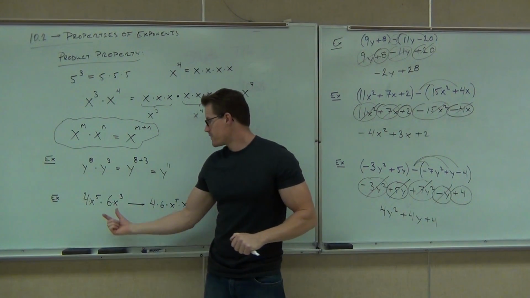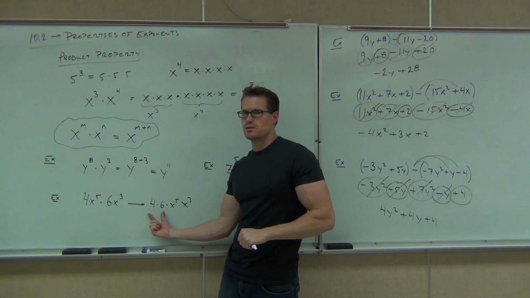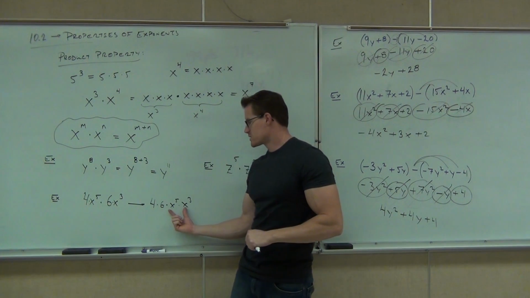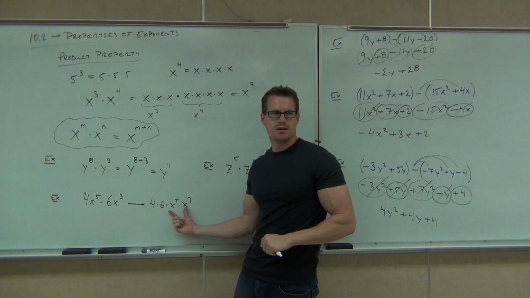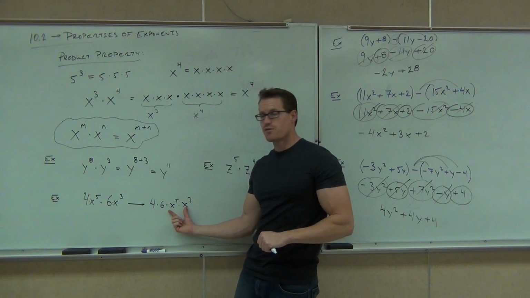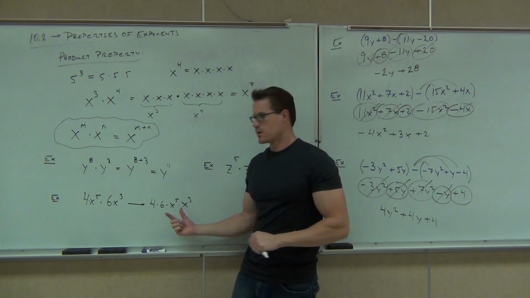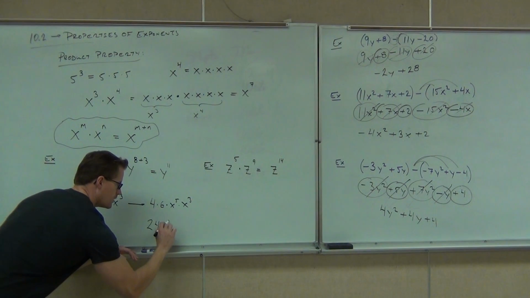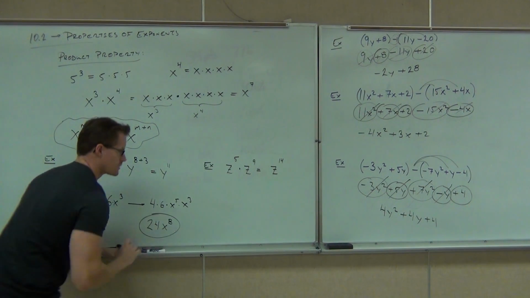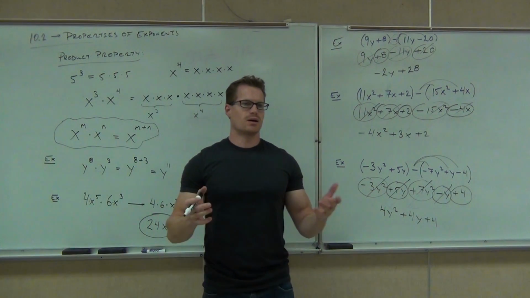Now, can you multiply 4 times 6? How much are you going to get? Can you multiply x to the 5th times x to the 3rd? What are you going to get? Not x to the 15th? No, x to the 8th. So this answer is 24x to the 8th.